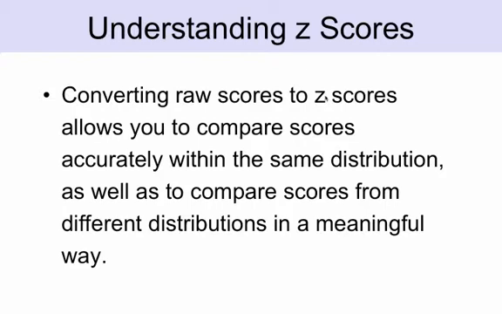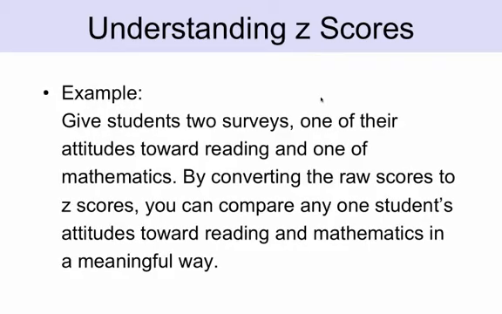So we've learned that converting raw scores to z-scores allows us to compare scores accurately within the same distribution. But another really interesting and useful property of z-scores is that they also allow us to compare scores from different distributions in a meaningful way. Let's consider an example. Suppose we give students 2 surveys, one on their attitudes toward reading and another on their attitudes toward mathematics. By converting their raw scores on each survey to z-scores, we can compare any one student's attitudes toward reading and mathematics in a meaningful way.